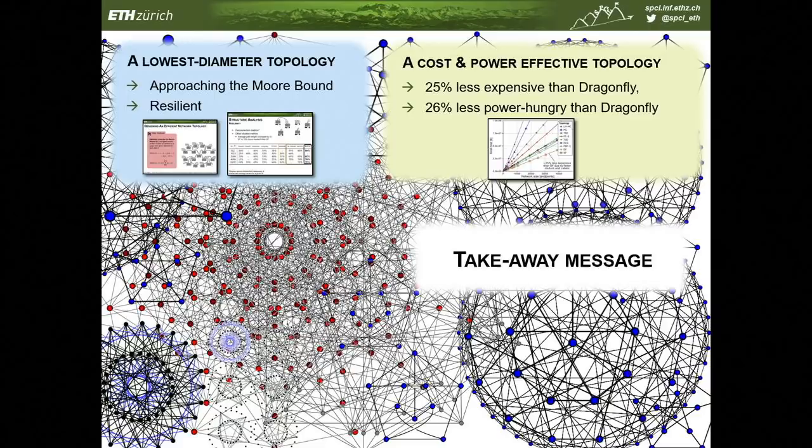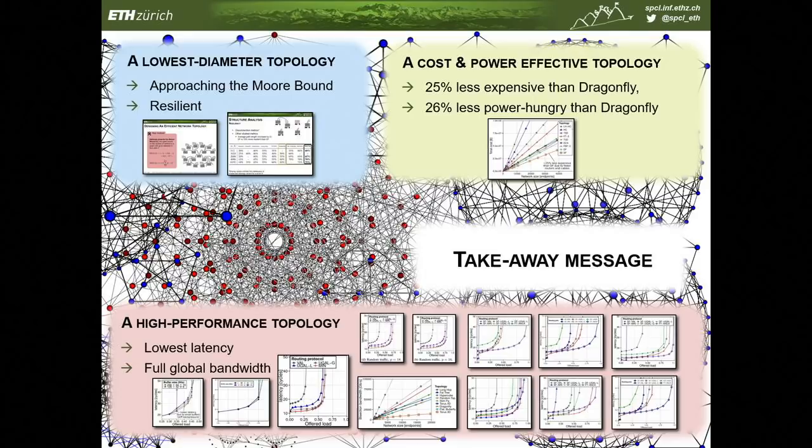We have, it's very cost and power effective, 25% over Dragonfly and 26% in terms of power. And it gives you the lowest latency because diameter 2, right? And it gives you a full global bandwidth. And then we have lots of results for this. And one last thing I wanted to mention, you can actually use that same topology to build a network on chip.